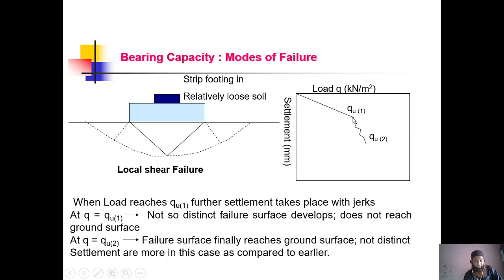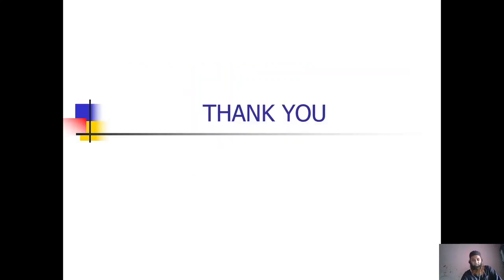So what happens till here? It is proper, there is no problem here. But after some more load is increased, because of the load there is settlement on this side. In the strip footing you can see relatively loose soil, because of which this settlement is taking place, and that is a local shear failure. I hope this was clear till here.